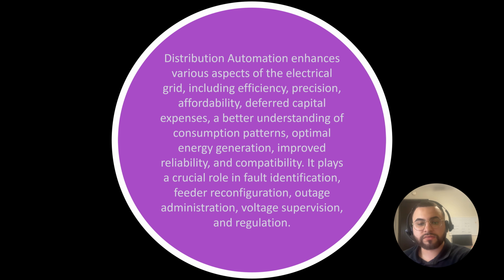Sixth, compatibility and regulation. Seamless integration: distribution automation is designed to seamlessly integrate with existing grid infrastructure. This ensures compatibility with legacy systems, allowing for a smooth transition to automated processes. Additionally, it aids in regulatory compliance by adhering to industry standards and protocols.